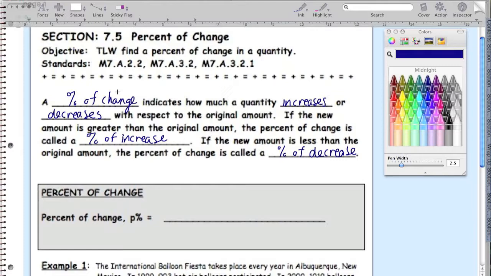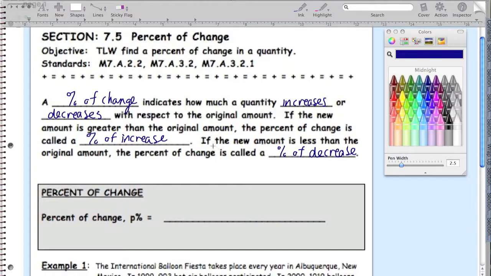That's a lot of words, but really what we're thinking here is, back in the 1950s, for example, you could buy a house for like $8,000. Now, a common price for a house is $200,000. Things have gone up, so that's a percent of increase. The original amount was smaller than the new amount.